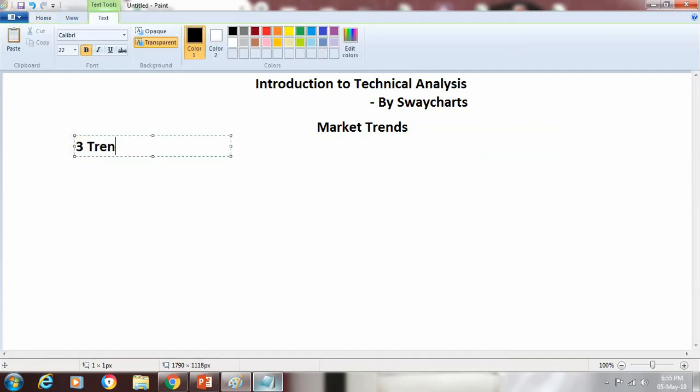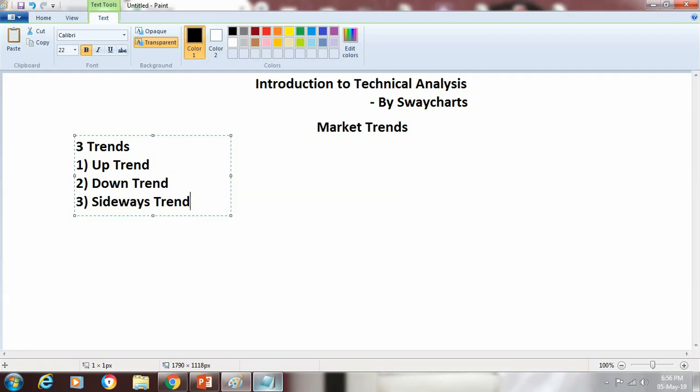So there are three trends. First trend is uptrend. Second, you can say downtrend. And the third one is sideways. Right, so these are the three trends in the market. Now let's see each of them one by one with a proper example of it.